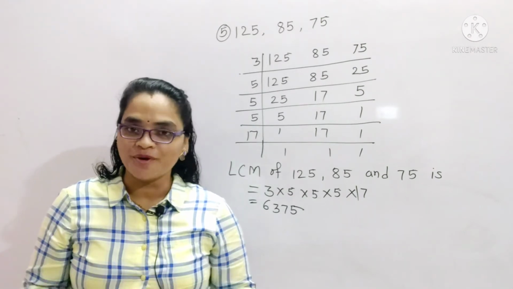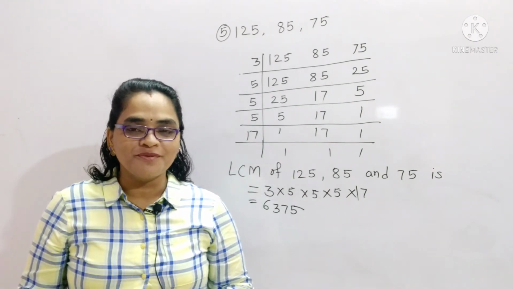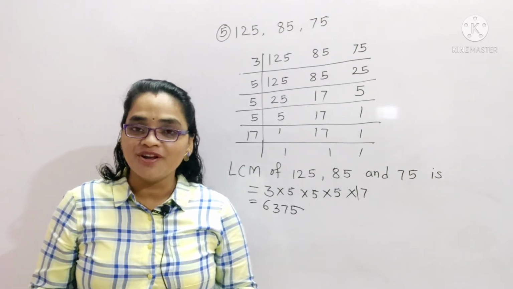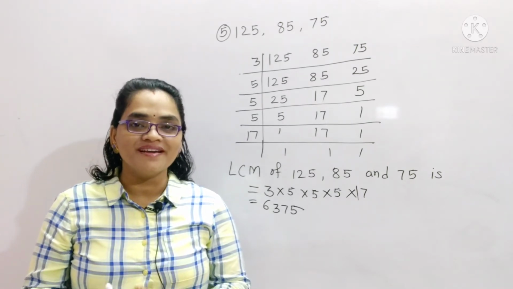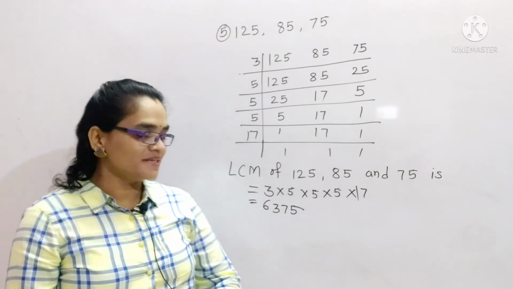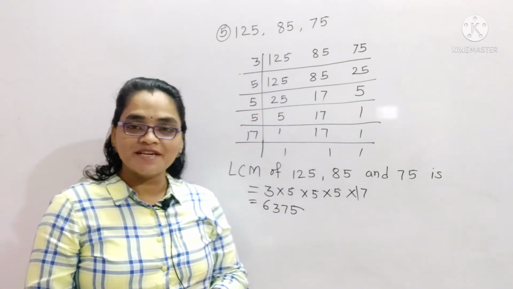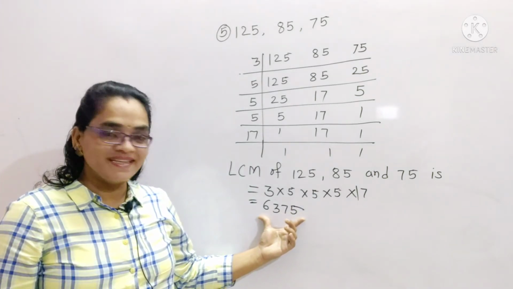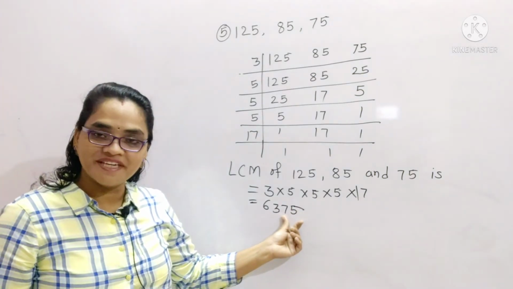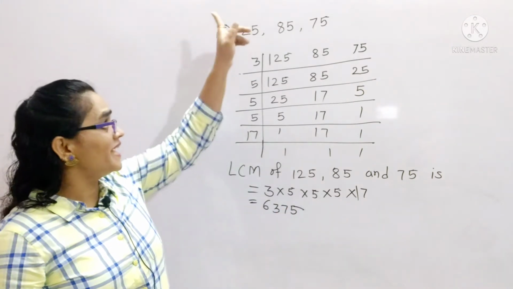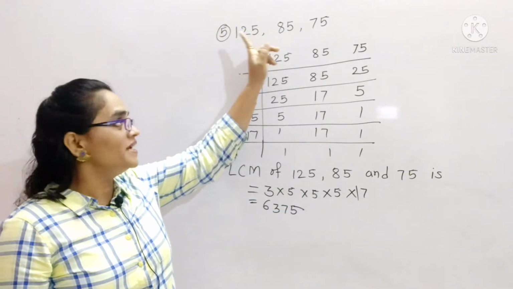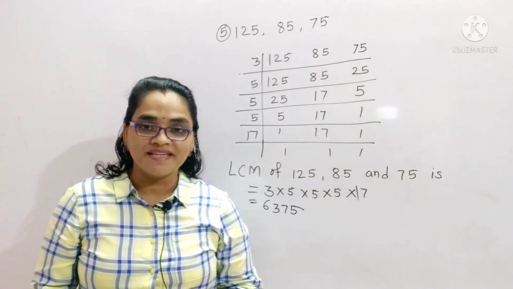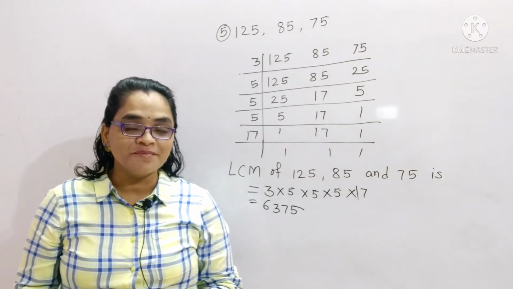Now it's time for properties. First property: LCM of given numbers is always equal to or greater than the given numbers. If you observe the LCM which we are getting, 6375 is greater than the given numbers 125, 85 and 75. That is the first property. Okay, what is the second property?